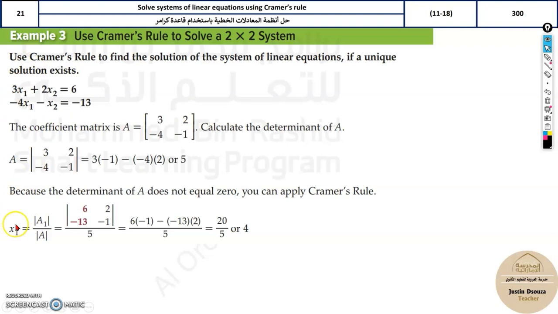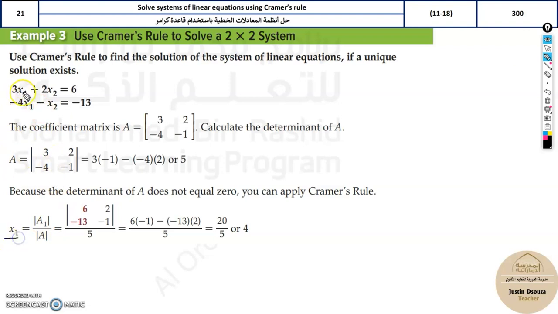You can see over here x1 equals A1. It's the same matrix over here, but you ought to change it. I'll tell you what has changed, but divided by A. Now look carefully, this is not just matrix, it's determinant of that particular matrix. So now determinant of matrix A is 5, so divided by 5, it's very simple. But what about the top part? Determinant of what? A1, what does that mean?